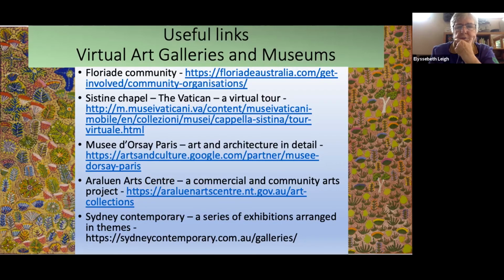I sent them off to about 5. I went and explored virtual art galleries and tried to look for ones that were different both in what they were showing and how they showed them. So as you can see, the Canberra Floriade annual flower festival is one, the Sistine Chapel, the art gallery at Musée d'Orsay, an Aboriginal art, and then a Sydney Contemporary Art Gallery. So I just said, go and have a look at these as models.